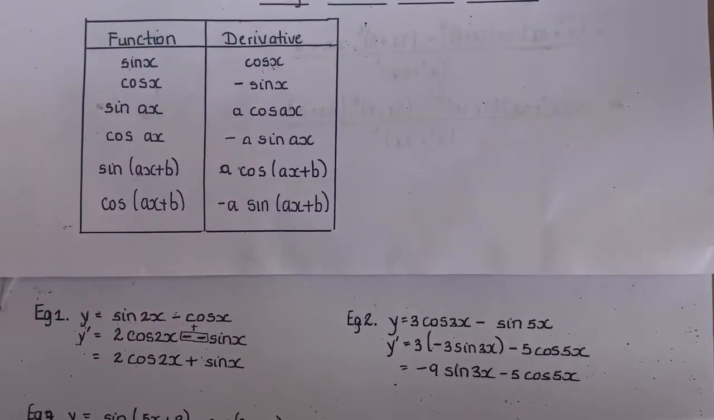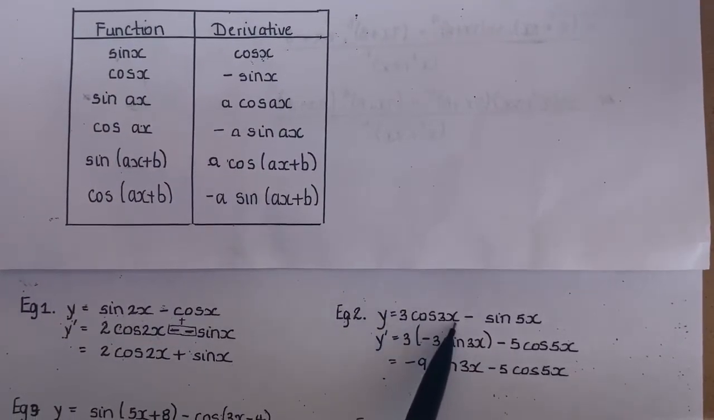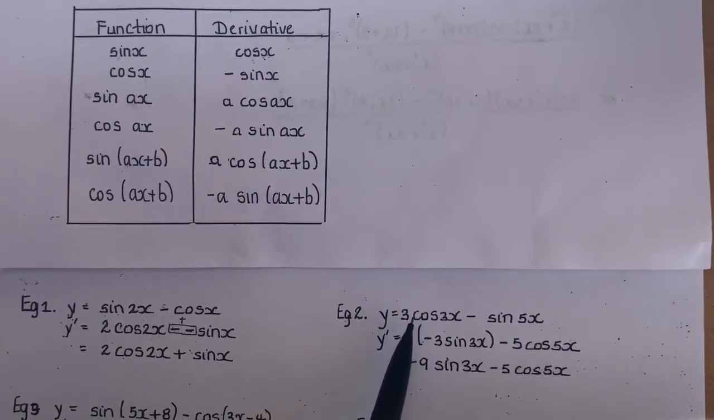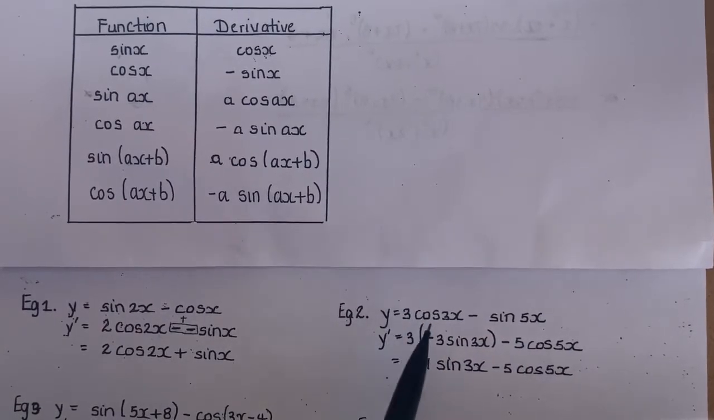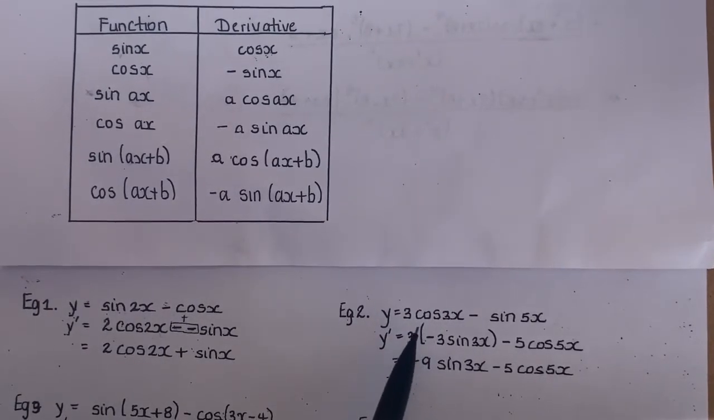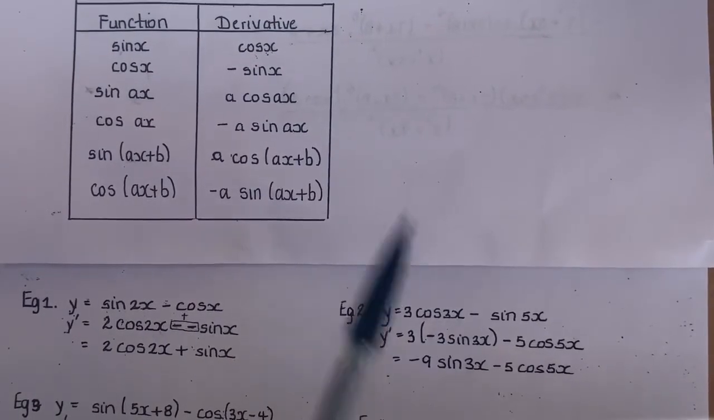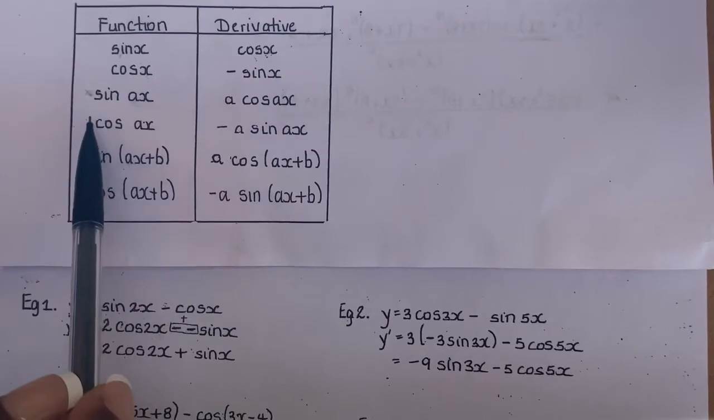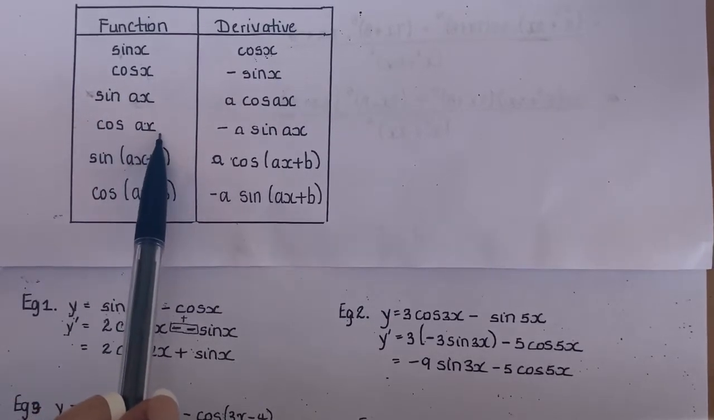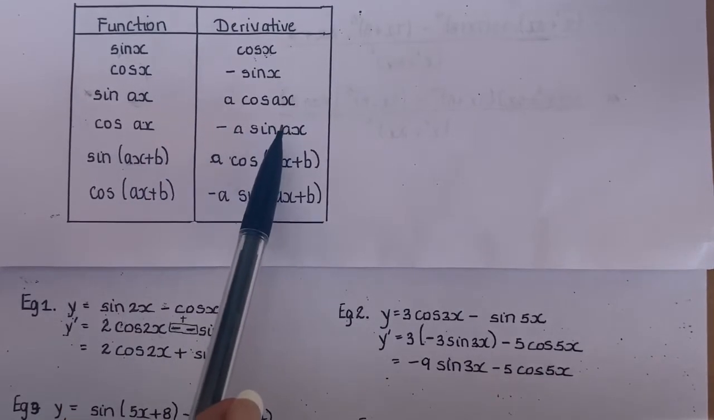Let's look at the next one. y equals 3 cos 3x minus sine 5x. So here we have a 3 as the coefficient in front of the cos 3x. If we go to the cos 3x, it's patterning this one. For cos 3x, the answer will be negative 3 sine 3x.